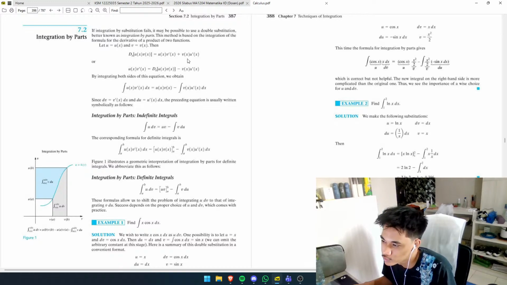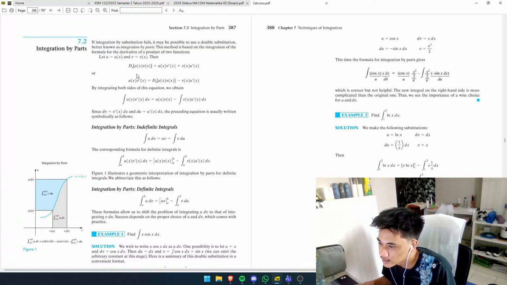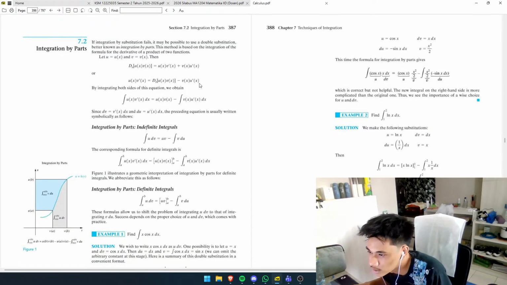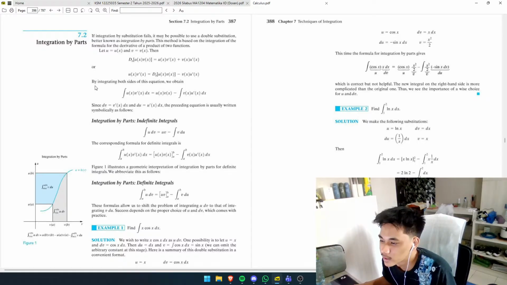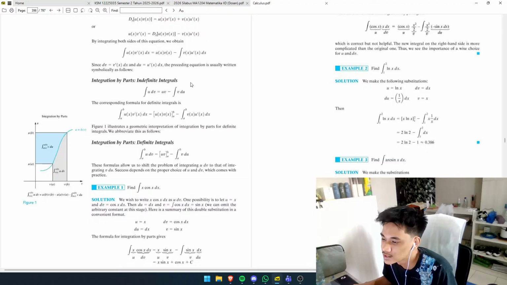So they just move the derivation to the right, and they move this little buddy over here to the left. I guess you can make another formula where the one on the left would be v of x times u prime of x, and this one will be on the right, but I guess this is the more frequently used one. So by integrating both sides of this equation, we get this, and yeah, this is the basic general equation.